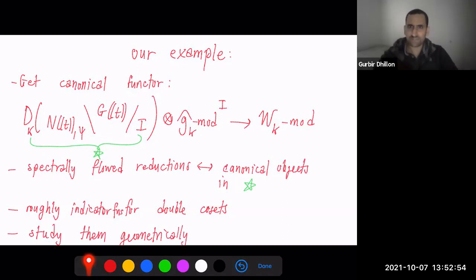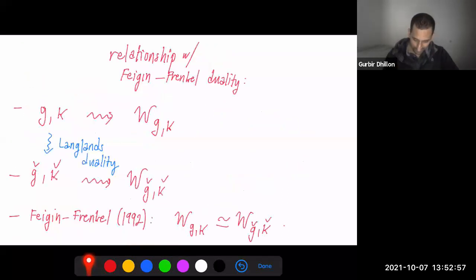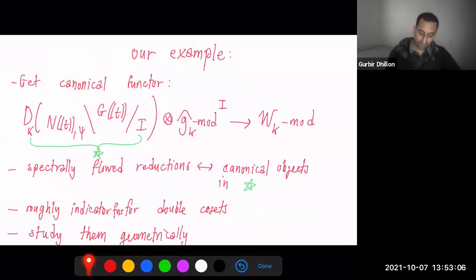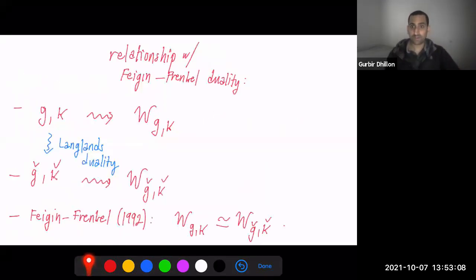Okay, so let me just say something pretty briefly, explaining what this previous thing I just said about the spectrally flowed reductions fitting into this nice family has to do with something you might already be familiar with, which is Arakawa-Fagan-Frenkel duality for W algebras. Let me recall that the W algebra you build from G and kappa has a Langlands dual description, where you can build it using the Langlands dual Lie algebra and some Langlands dual level kappa check.